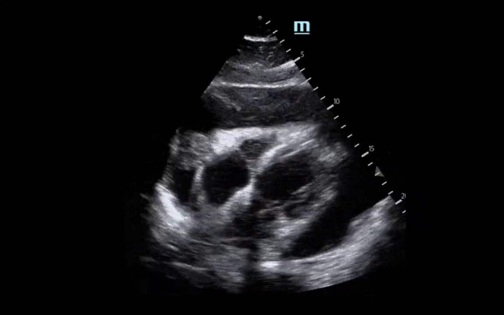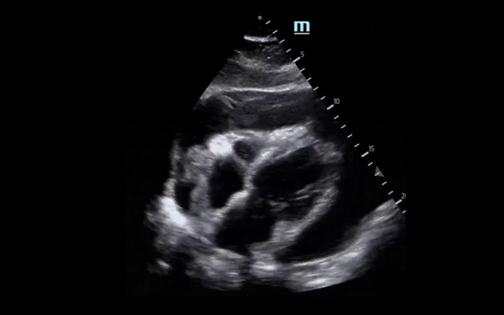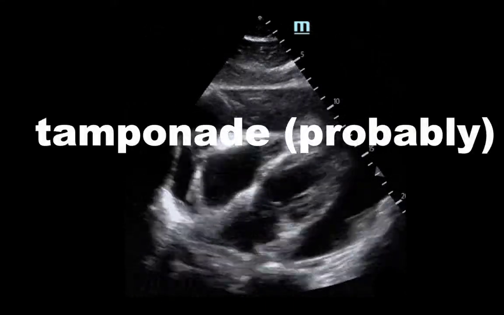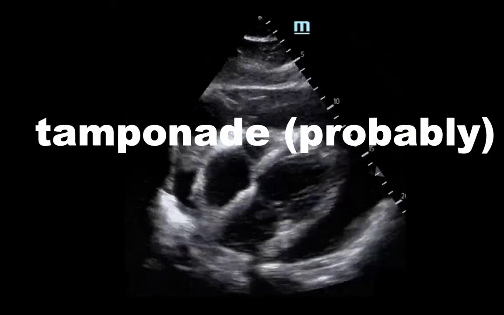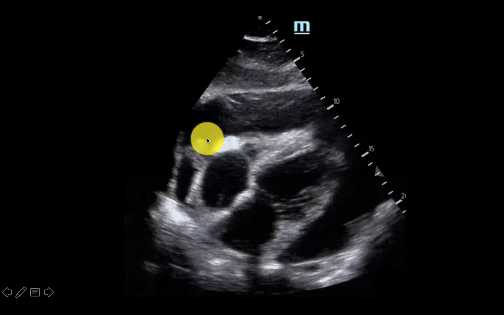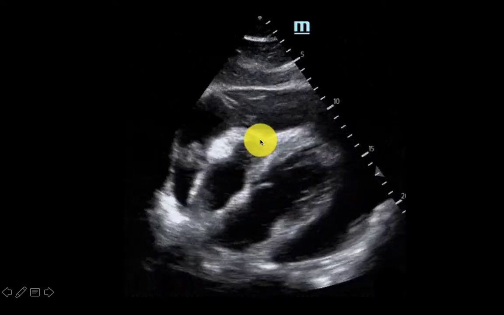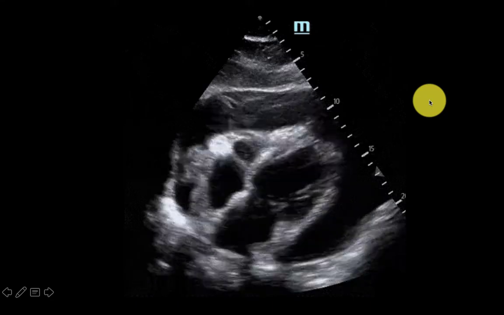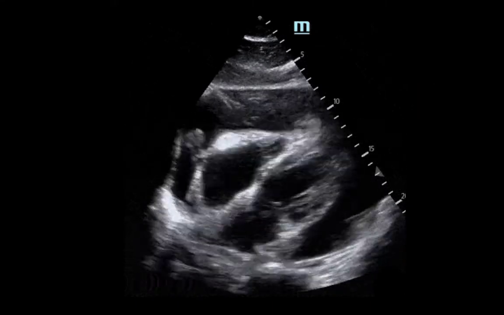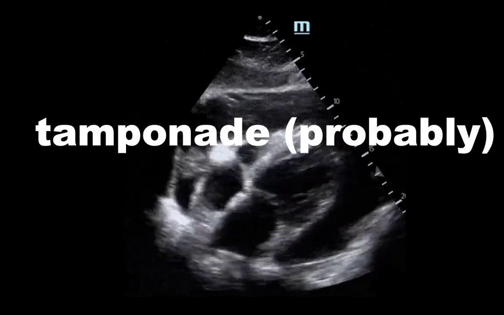Here's another example of a subxiphoid view. Do you see any evidence of tamponade? It's a little hard to tell. I would probably say that there's tamponade here. Again, I would want to see this heart in some of the other views, but you see the presence of a very large pericardial effusion here, and the thing that's catching my eye is it looks like this right ventricular wall is collapsing, but again, it's a little hard to tell, and in this case, some of the other views may be a little bit more helpful. But I'm concerned enough about this echo that I would say this is probably tamponade.